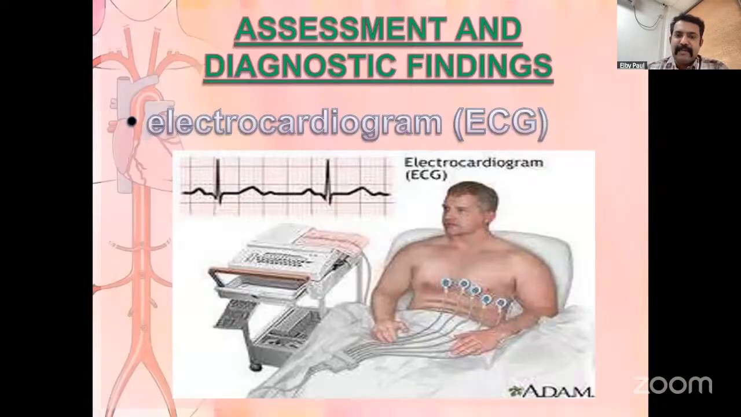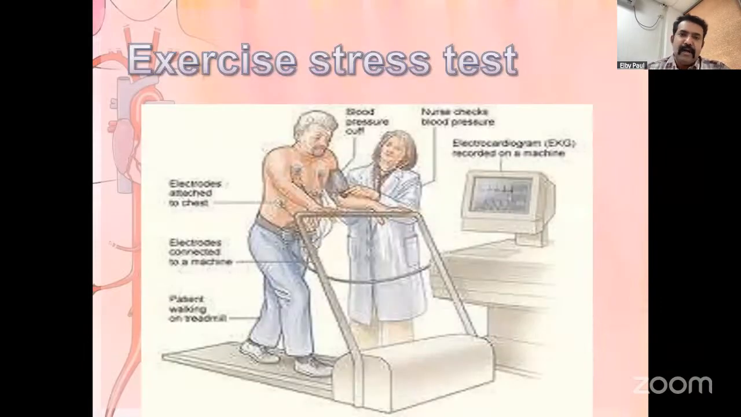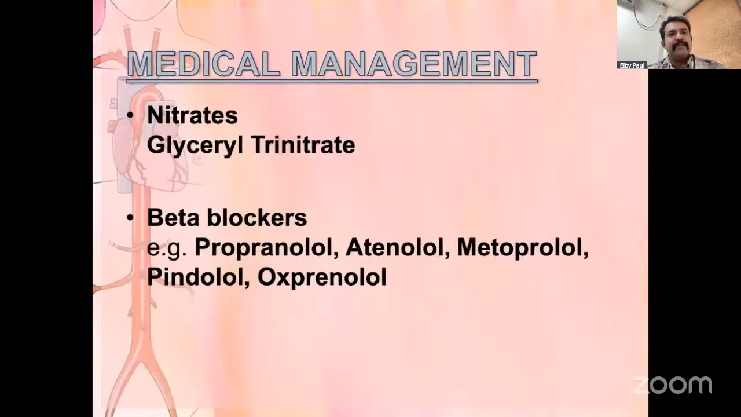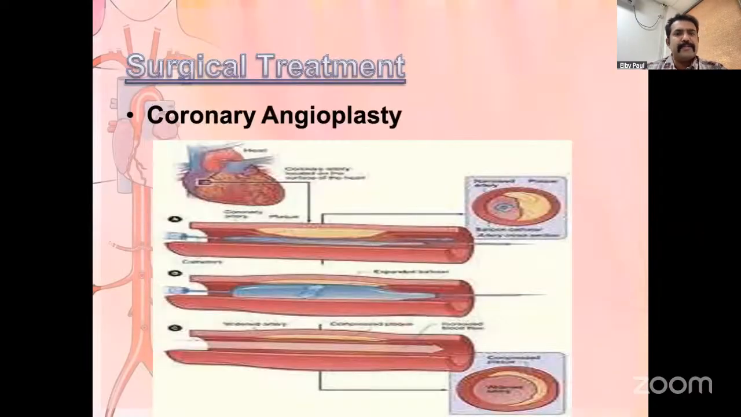The ECG is the primary diagnostic. For any cardiovascular disease condition, ECG is the primary one. ECG, TMT, coronary angiogram. Medical management: it can be treated with nitrates, glyceryl trinitrate, the tablet called sorbitrate. Okay, beta blockers: propranolol, atenolol, metoprolol. The most commonly used beta blocker is metoprolol.